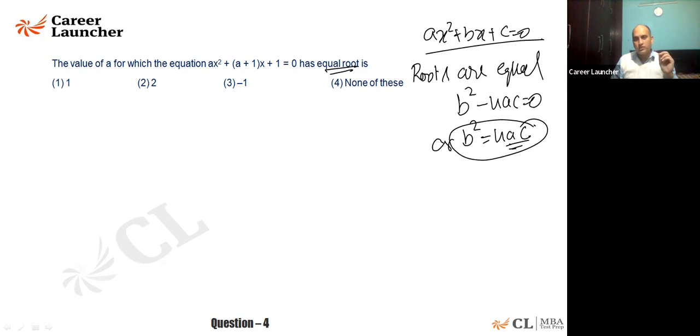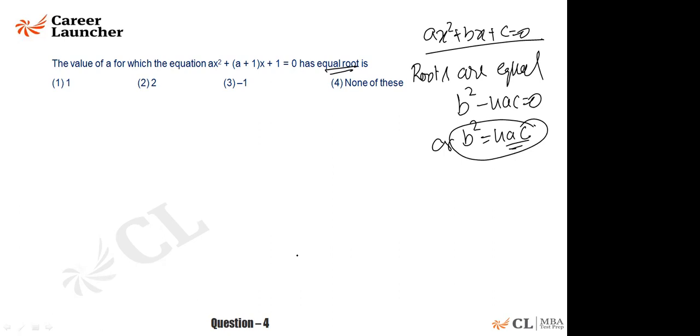b square is equal to 4ac will be the formula. So try to get the answer from here. What should be the value of a so that you will get equal roots? Come on, now you try. If you have a doubt, ask me. I'll explain that.